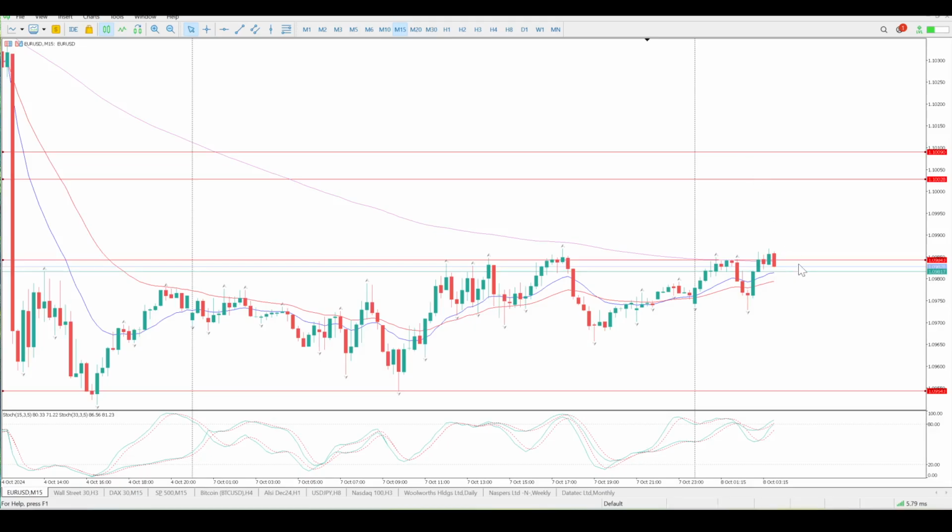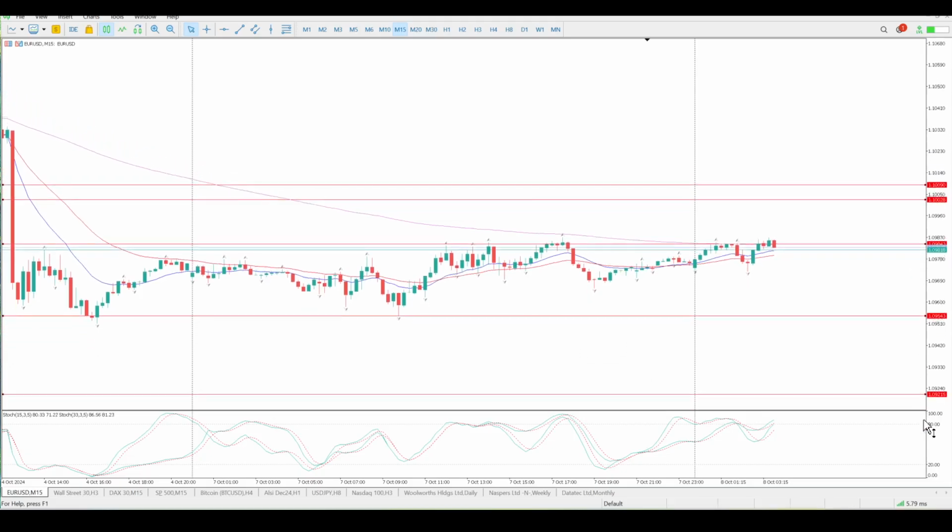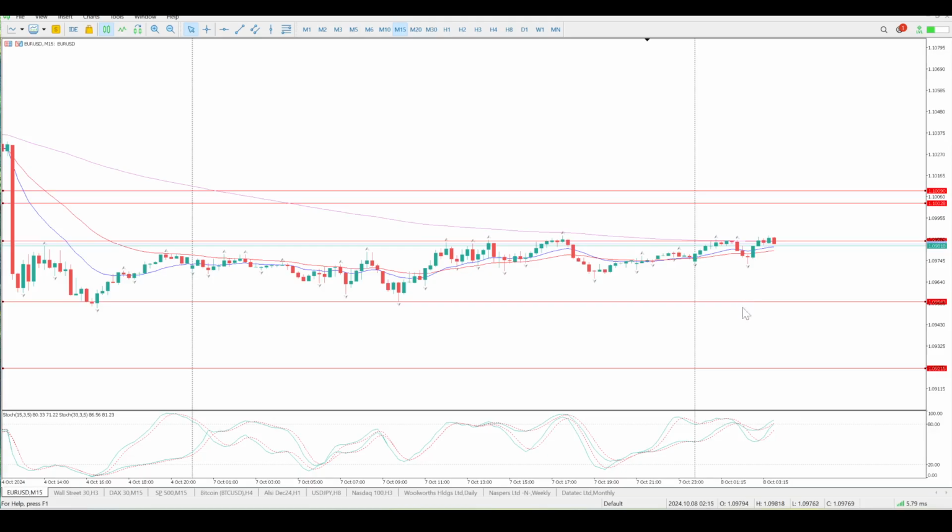So for me, watch 109.840, and then watch the low of yesterday, 109.543. Those are the two levels you've got. Target to the downside would be 109.200 or 109.220 to make it safe, and target to the upside is going to be 110.